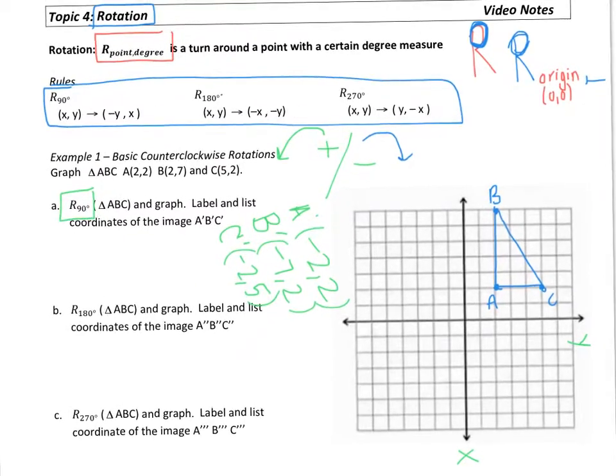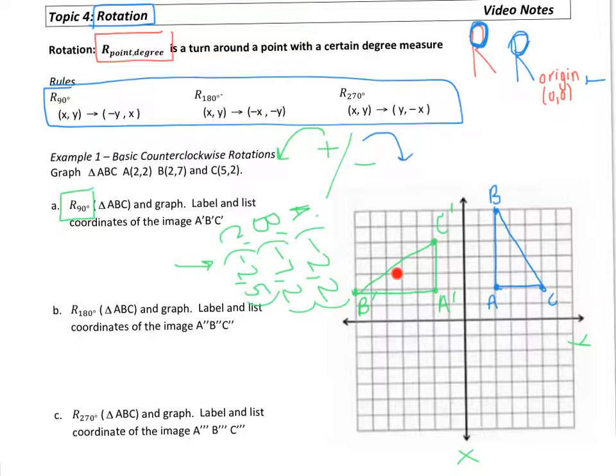and then I'm going to plot those coordinates that I wrote down. Yes, it's annoying because they're written sideways, but it's okay. You can still deal with it. You can turn your paper back if you need to. But I'm going to start plotting. A prime is at -2, +2. B prime is at -7, +2. And C prime is at -2, +5.